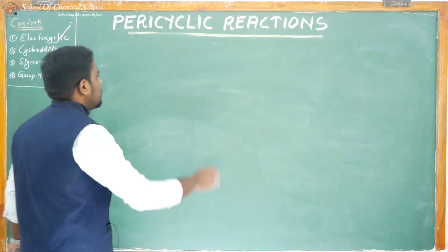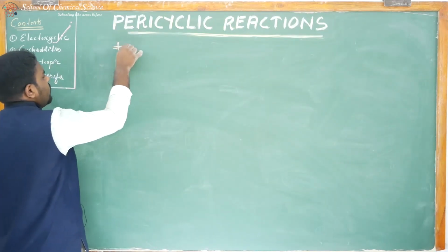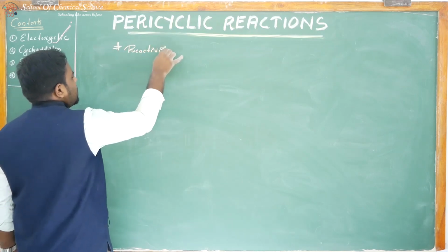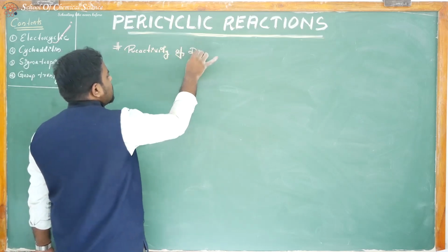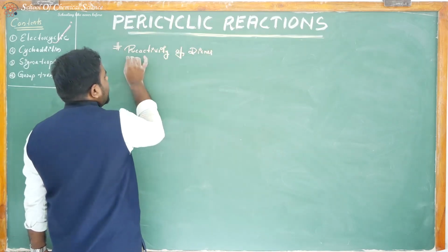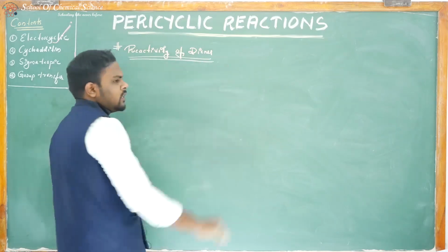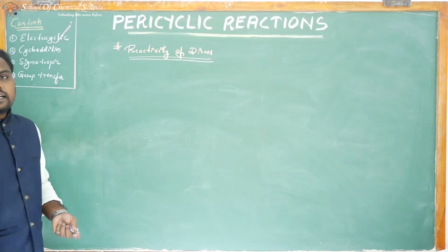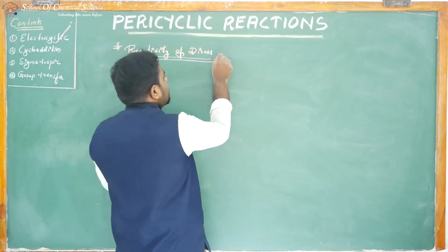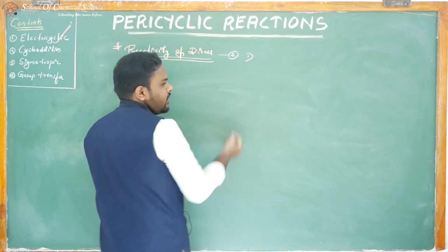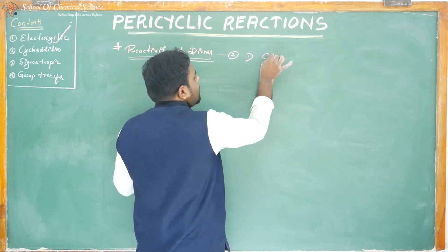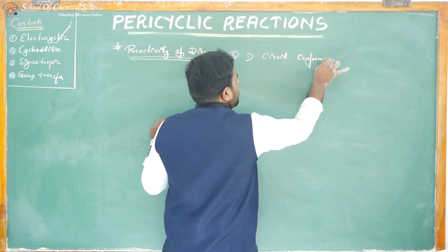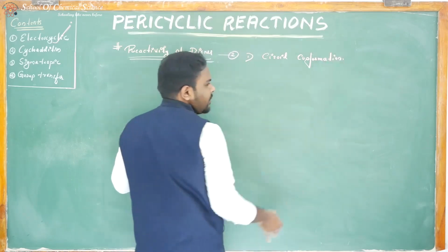Next, reactivity of dienes. Very, very important. Many times questions are asked based on this concept, mostly in B part questions. The two factors which affect the reactivity of diene: first, the diene must be in cisoid conformation.